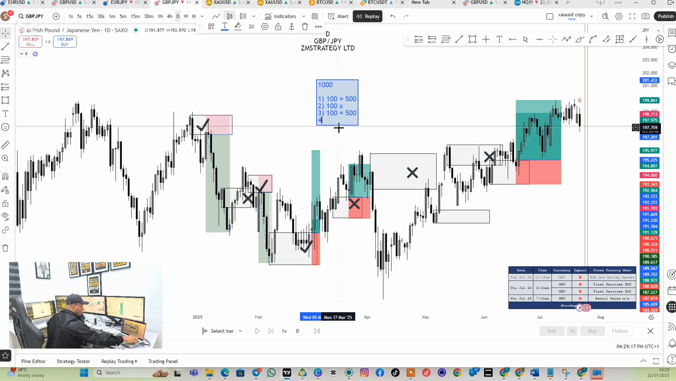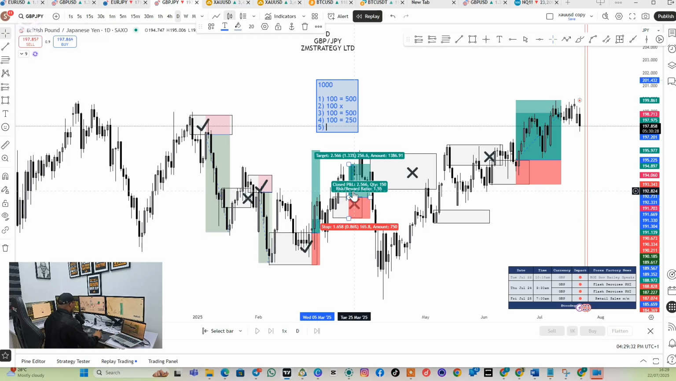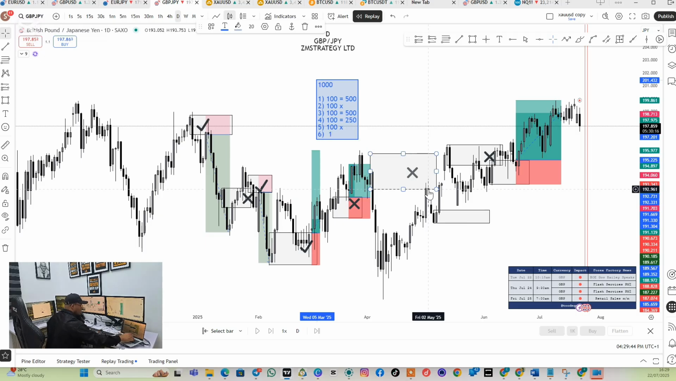Then let's say on the fourth trade, yeah, we risk $100 and make like $250. Then on the fifth trade, let's say we have a stop loss. On the sixth trade, we also have a stop loss. Then on the seventh trade, we also have a stop loss.